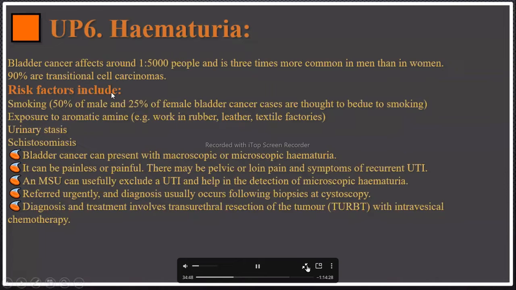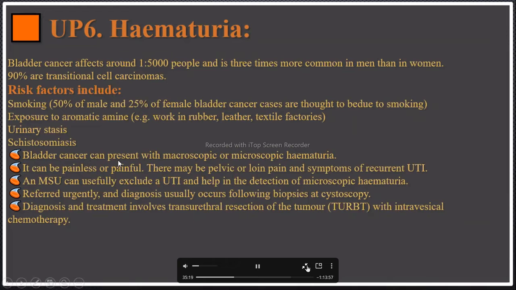Risk factors include smoking, if they mention smoking in the scenario. Smoking is a risk factor for any cancer. 50% of male and 25% of female bladder cancer cases are thought to be due to smoking. Exposure to aromatic amines, people who are working in rubber, leather, textile factories, urinary stasis, or if the patient has schistosomiasis.